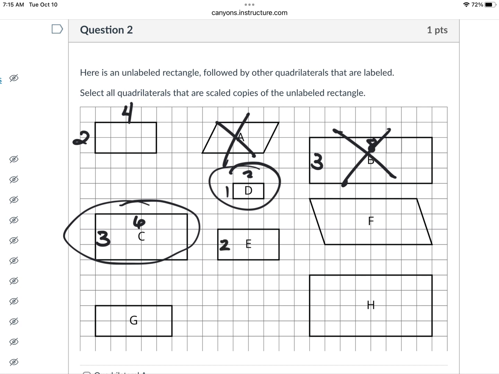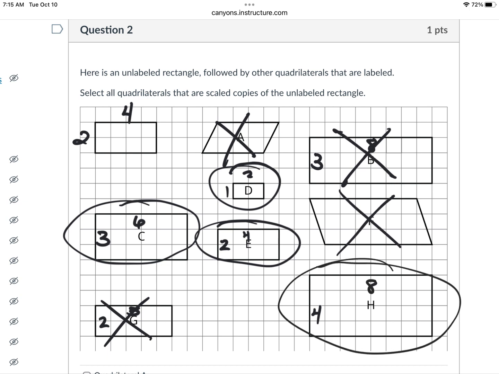E is 2 tall and 4 wide. 2 times 2 is 4. F doesn't even look like it. G is 2 tall and 1, 2, 3, 4, 5 wide. 2 times 2 is not 5, so G is out. And H is 4 tall and 1, 2, 3, 4, 5, 6, 7, 8. 4 times 2 is 8, so H. So D, C, E, and H.